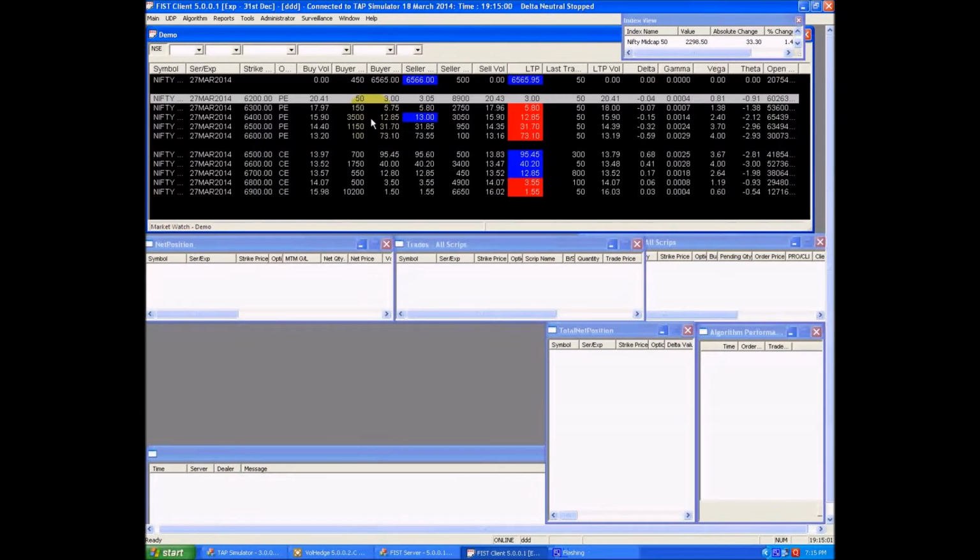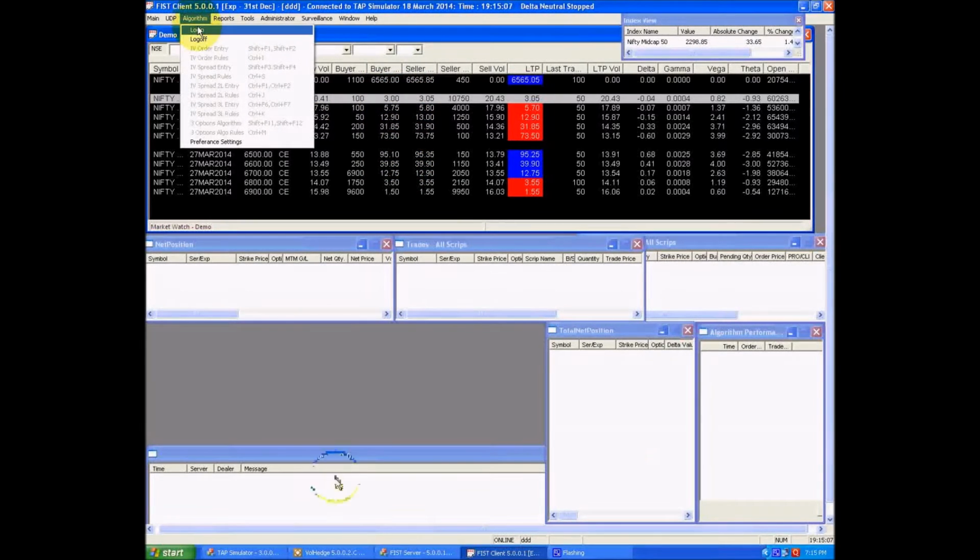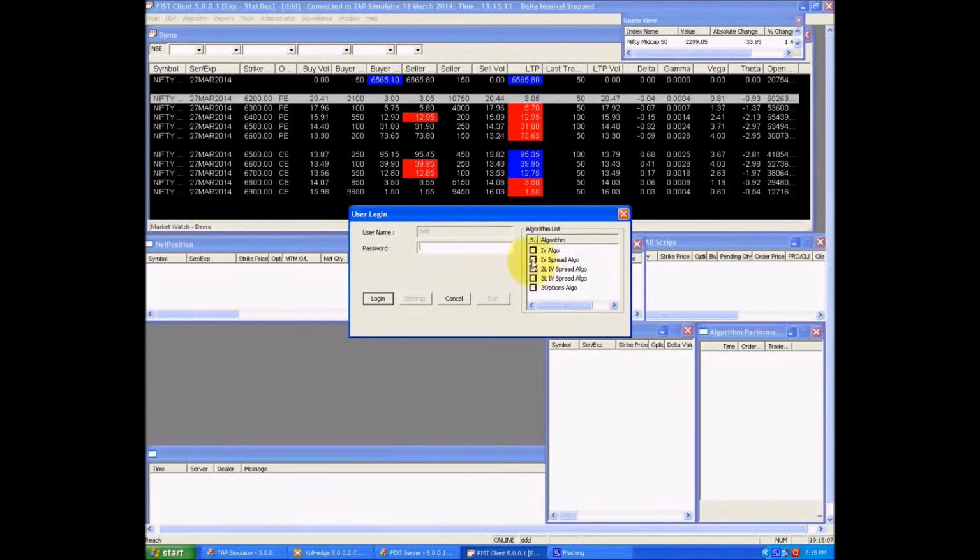Hi, I'm going to show you how to trade implied volatility spreads through FIST. Login, go to algorithm, login. You have to select IV spread algo.